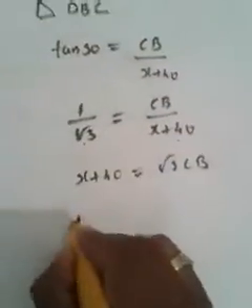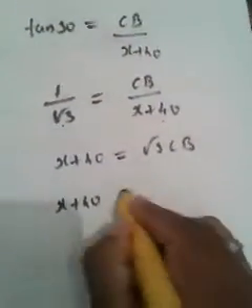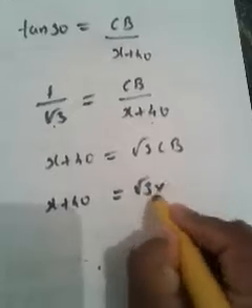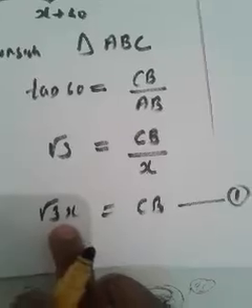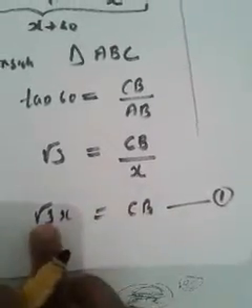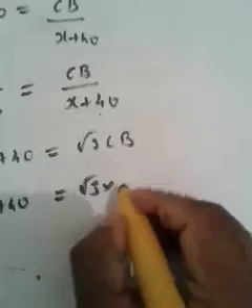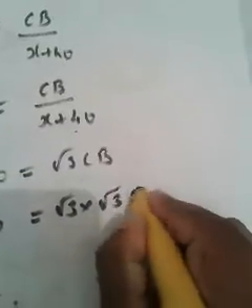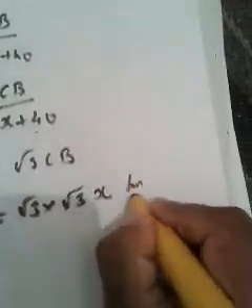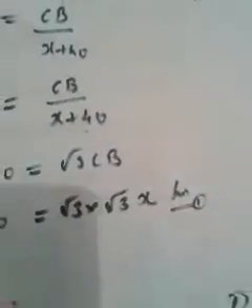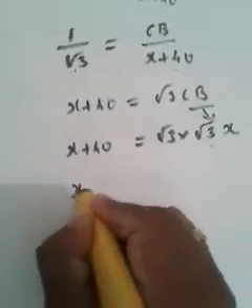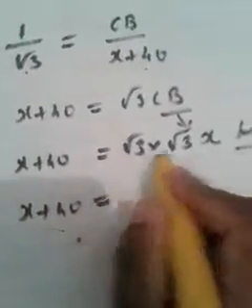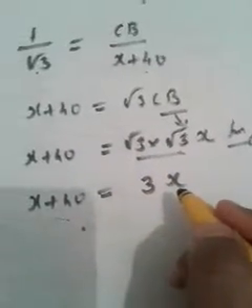Okay. Now x plus 40 is equal to root 3 times what? What is CB? From the first equation we got CB as root 3x. The first equation says that CB is equal to root 3x. So instead of CB, we can replace it with root 3x. Now it becomes x plus 40 is equal to root 3 into root 3x. Root 3 into root 3 is 3x. You understood?